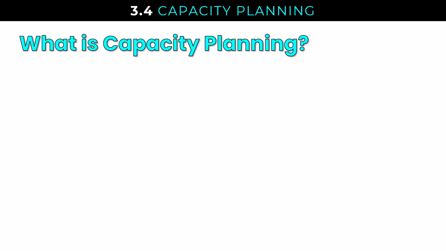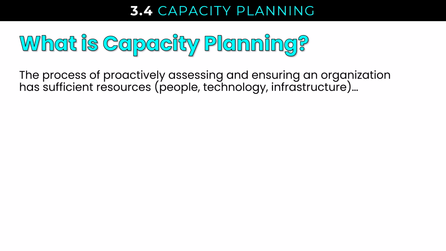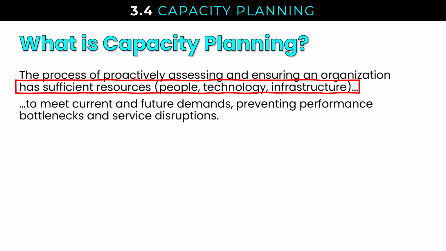Next up is capacity planning, and the capacity planning topic has 3 subcategories listed on the syllabus: people, technology, and infrastructure. So let's start with the definition. What is capacity planning exactly? Well, it is the process of proactively assessing and ensuring an organization has sufficient resources, like people, technology, and infrastructure, to meet current and future demands, preventing performance bottlenecks and service disruptions. Preventing is a key word there.